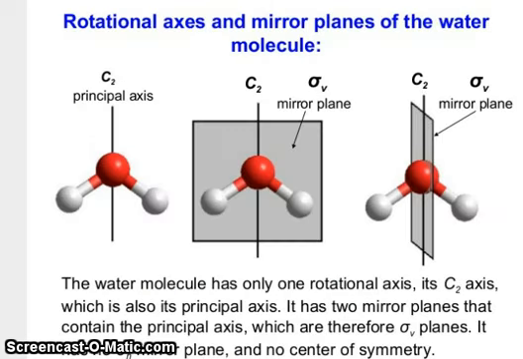Now the rotational axis and mirror planes of water. In water, the principal axis is C2, with one mirror plane sigma v and another mirror plane sigma v. So the water molecule has only one rotational axis, its C2 axis, which is also its principal axis. It has two mirror planes that contain the principal axis, which are therefore sigma v. It has no sigma h mirror plane and no center of symmetry.